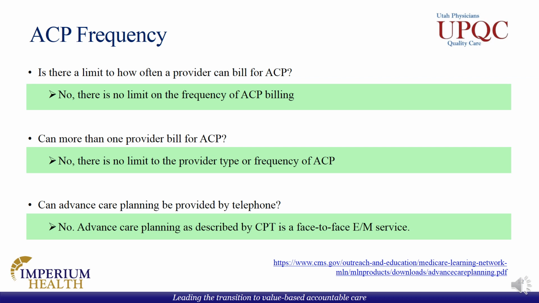So with advanced care planning, one of the things that makes it unique is there's not a limit on how often it can be billed. Different from an annual wellness visit, where it's once a year, or transitional care management, where it's one provider, one discharge. Advanced care planning can be billed by just about any provider at almost any frequency. There is no limit to the provider type or the frequency.